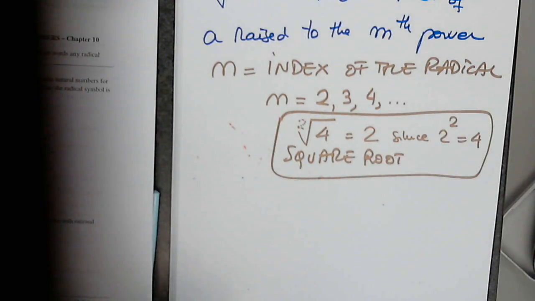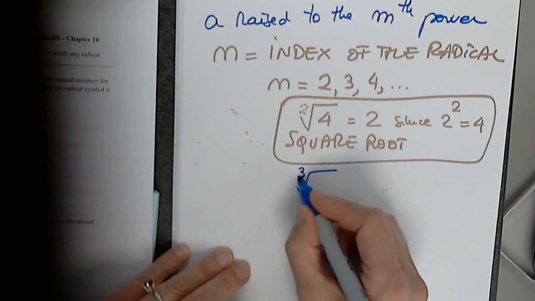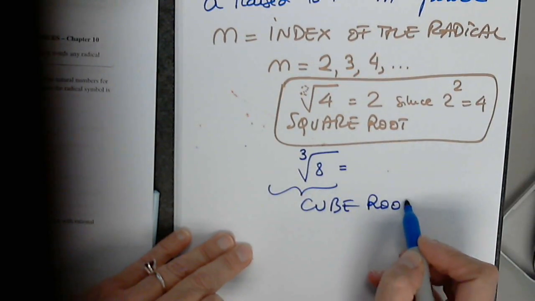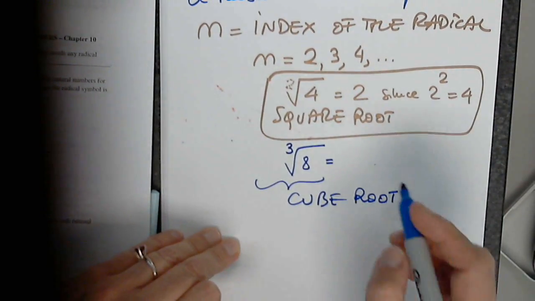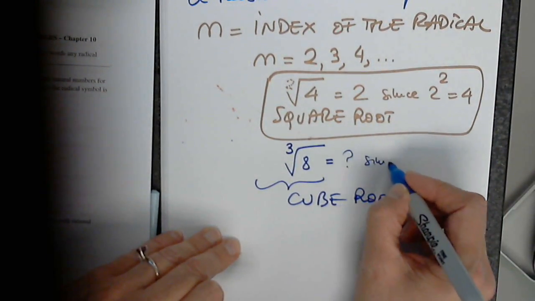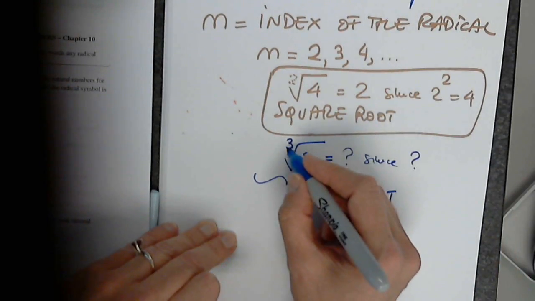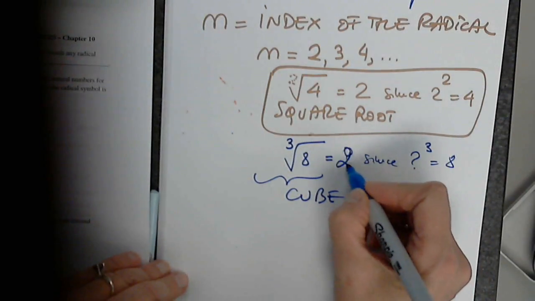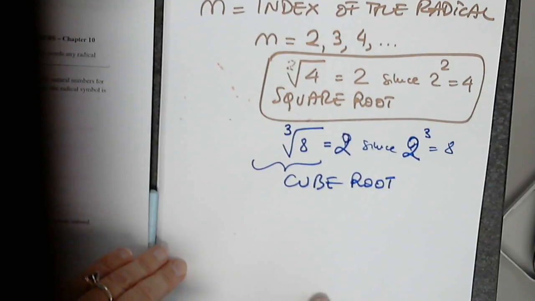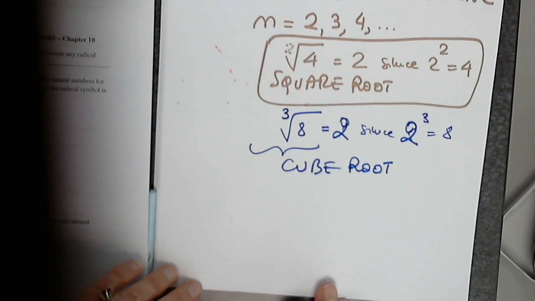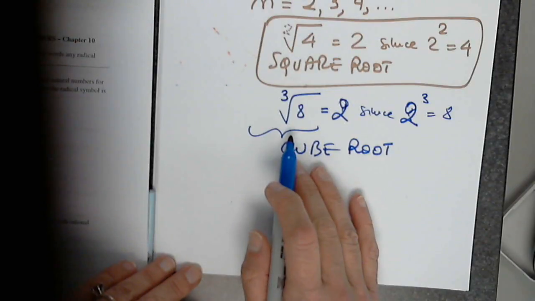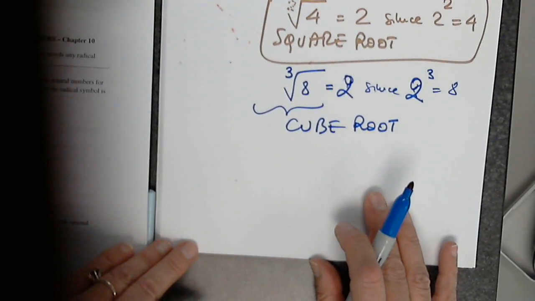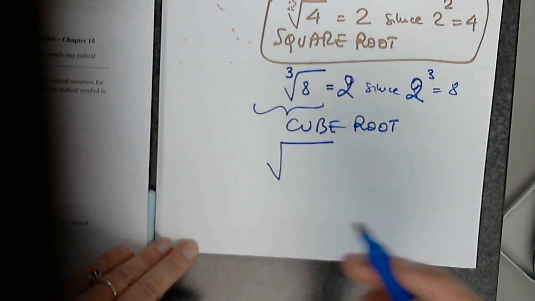The index, as I said, can be 3. If the index is 3, this is called the cube root. Can anyone tell us what I should write here, since that number raised to the third power is 8? 2 indeed. So the cube root of 8 is 2, since 2 to the third is 8.